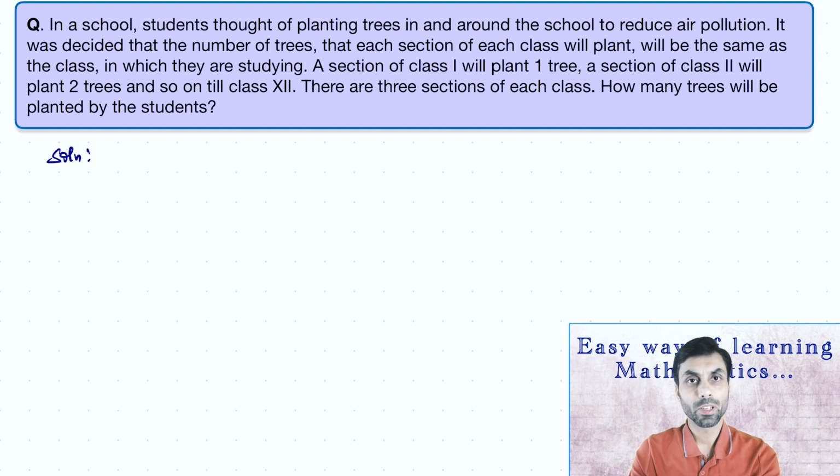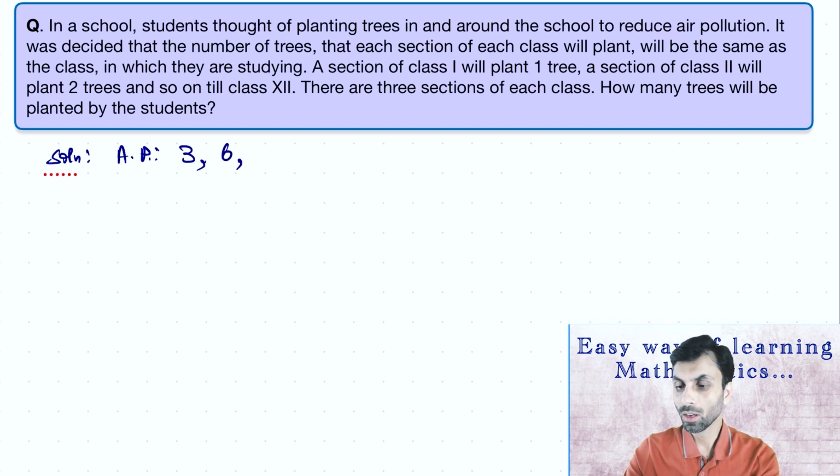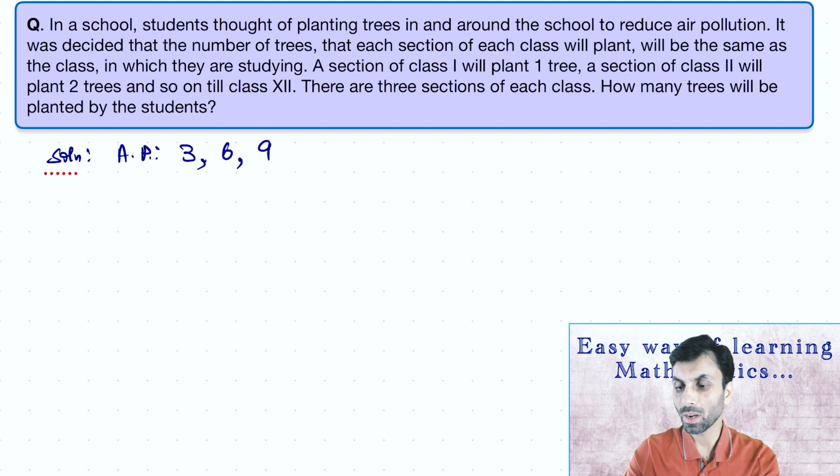So here, first we'll try to form the AP sequence. It is given that class 1 will plant 1 tree, and as there are 3 sections, a total of 3 trees will be planted by class 1, following which class 2 will plant 2 trees, and again it has 3 sections. So 6 trees will be planted by class 2, following which class 3 will plant 9 trees, and so on. Class 12 will plant 12 into 3, that is 36 trees.